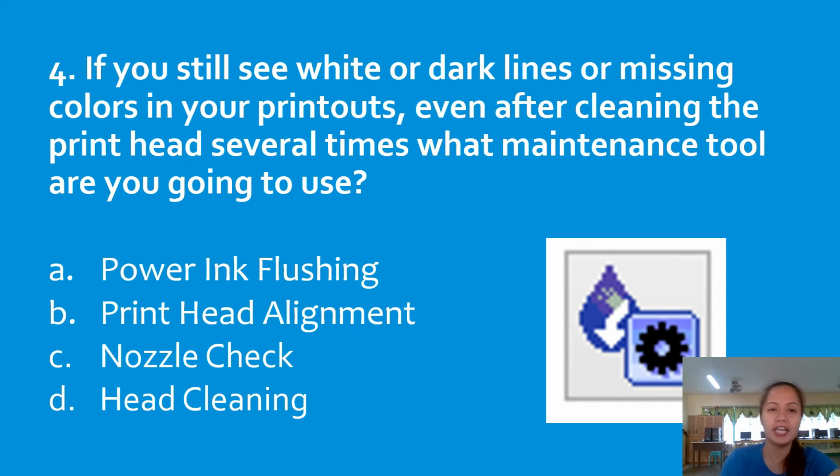Number 4, if you still see white or dark lines or missing colors in your printouts, even after cleaning the print head several times, what maintenance tool are you going to use? A. Power Ink flashing. B. Print head alignment. C. Nozzle check. Or D. Head cleaning. 5 seconds again. Time is up. The answer is letter A.